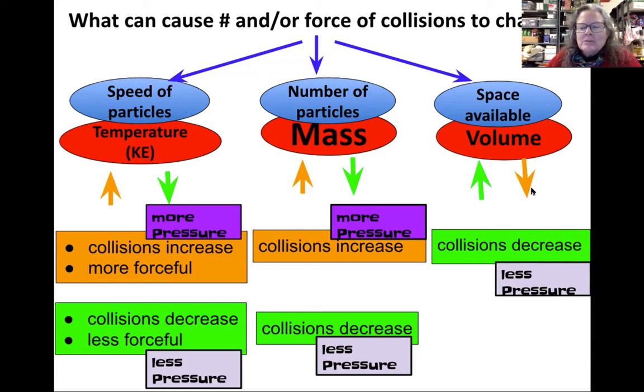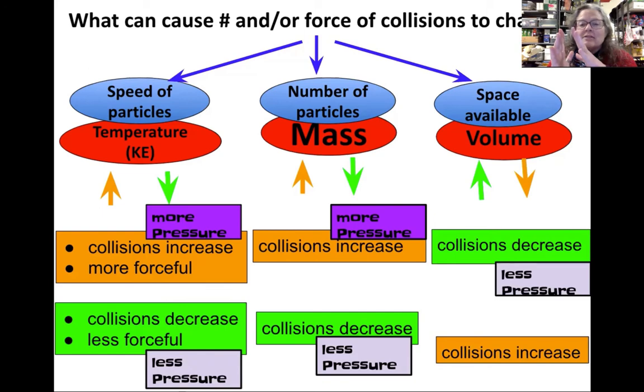If I make the volume smaller, I squeeze things more together. What's going to happen to the collisions? Hopefully you got it. The collisions are going to increase because there's now less space for all those gas particles to be bouncing around. So they're going to hit each other more often. And what's that going to do? That's going to increase the pressure.